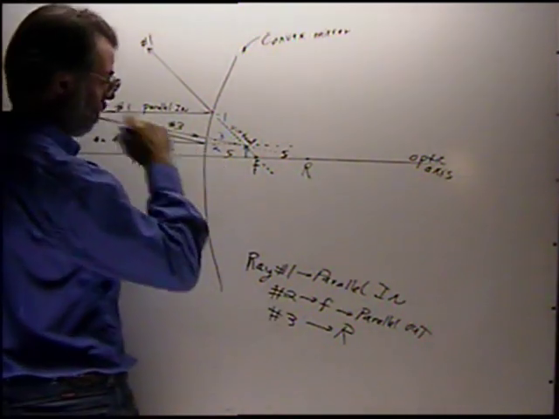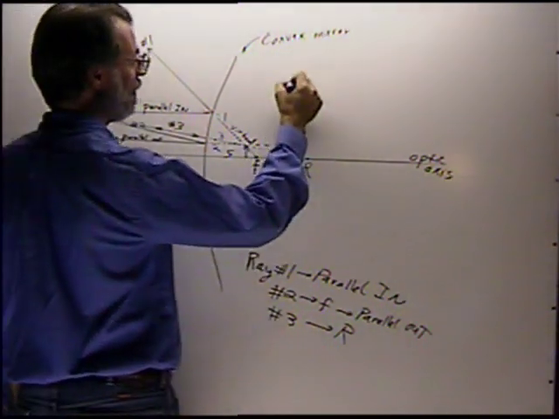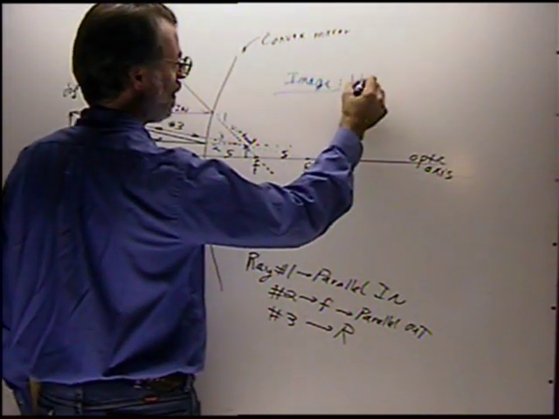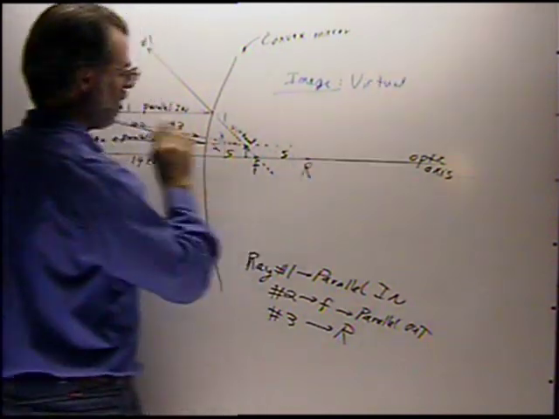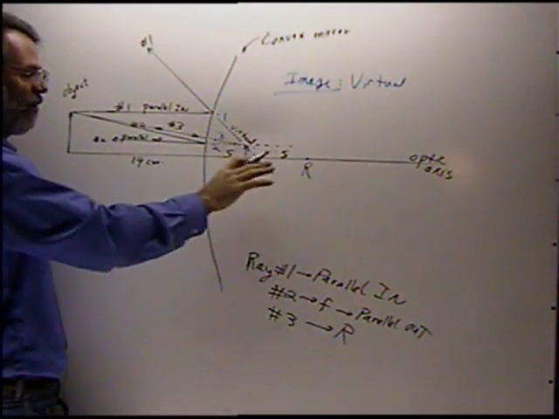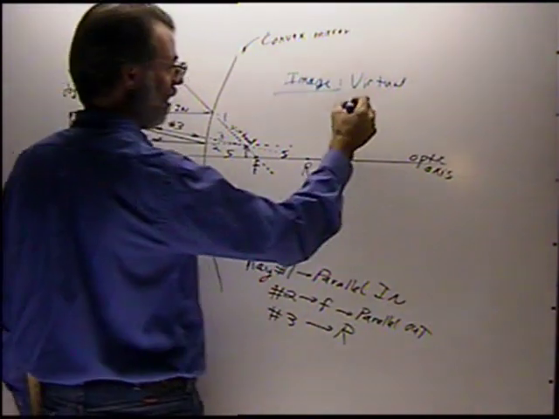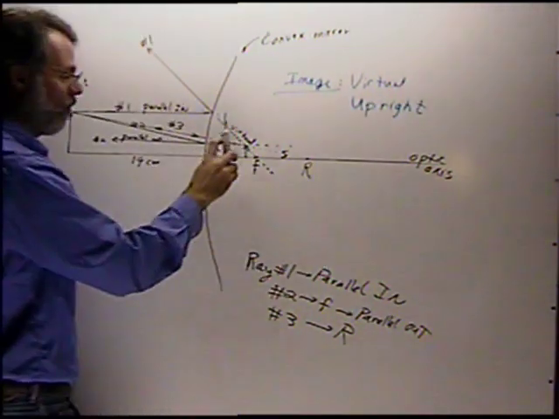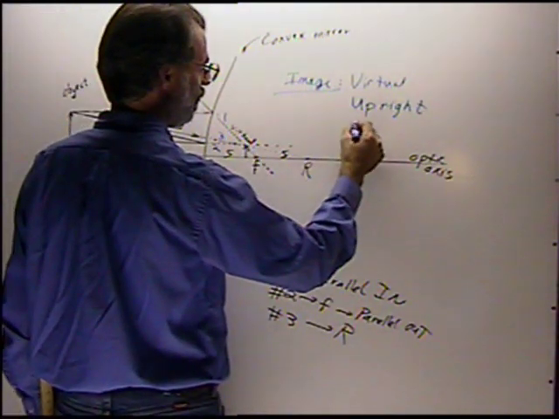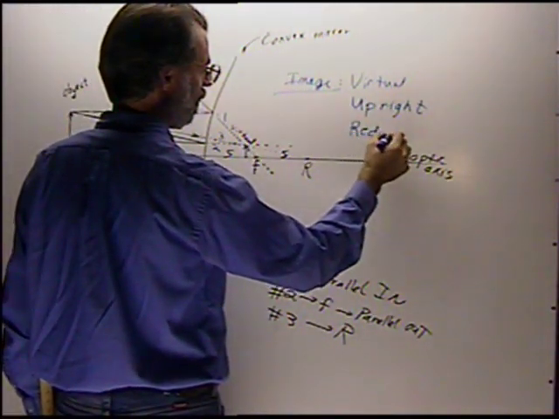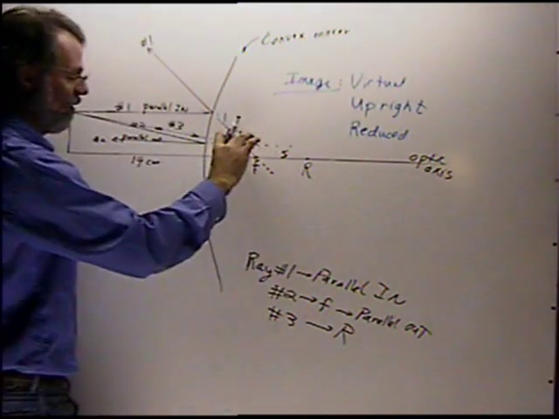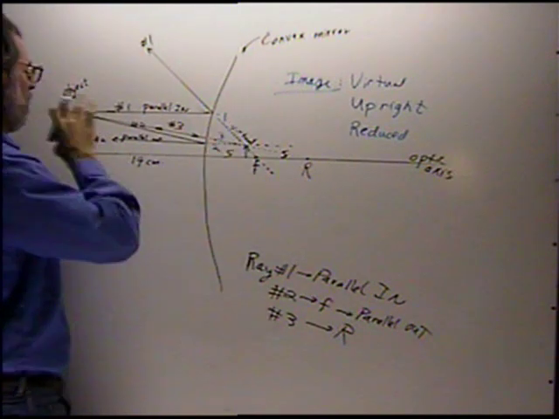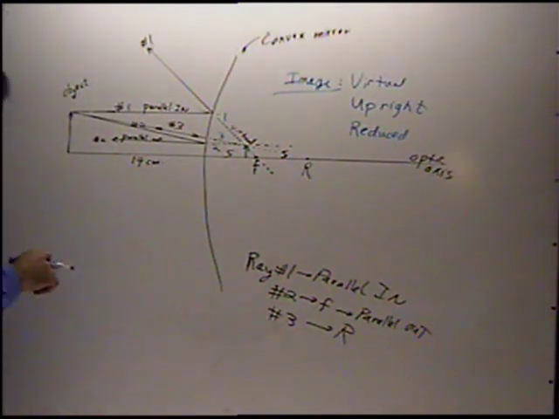Okay? But so this image, it's virtual because it's on the opposite side of the mirror. You have to break through the mirror to get to the image. It's upright, pointed upright, and it's reduced. The size is reduced with regards to the image is smaller than the object, so it's reduced.